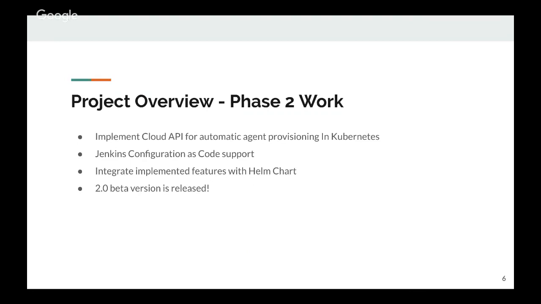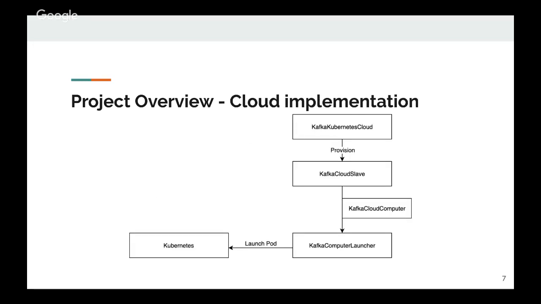What I have done in phase two is implement a cloud API for automatic agent provisioning in Kubernetes, and also support Jenkins configuration as code. I have integrated the feature with the Helm chart and released the beta version. So everyone can check out the new plugin in the experimental update center.